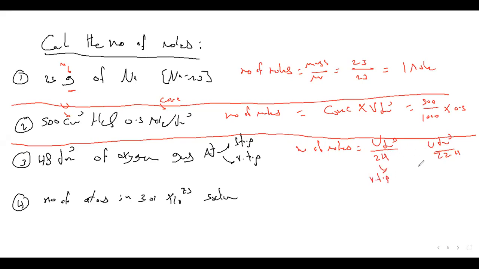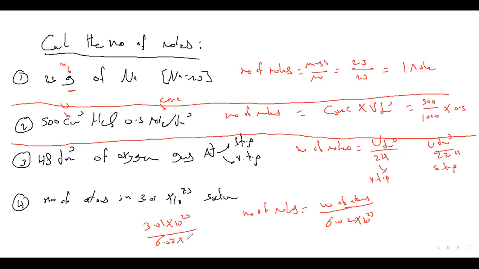At RTP it is 24, at STP 22.4. Number of atoms: number of moles is equal to number of atoms over Avogadro's number, 6.02 times 10 power 23. So it will be 3.01 times 10 power 23 over 6.02 times 10 power 23, which is 0.5 mole.